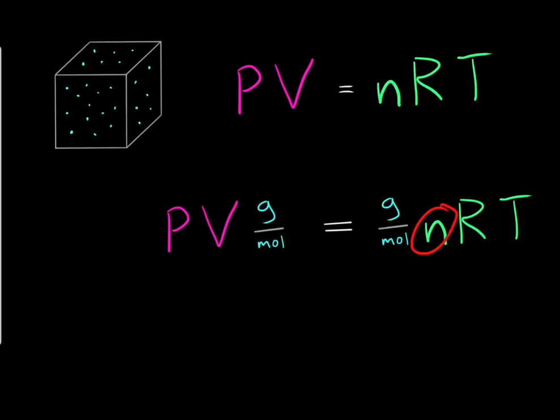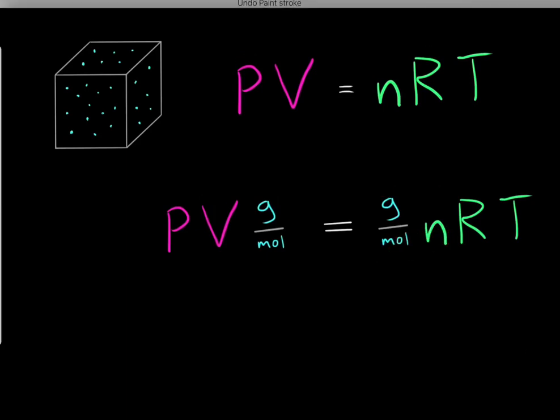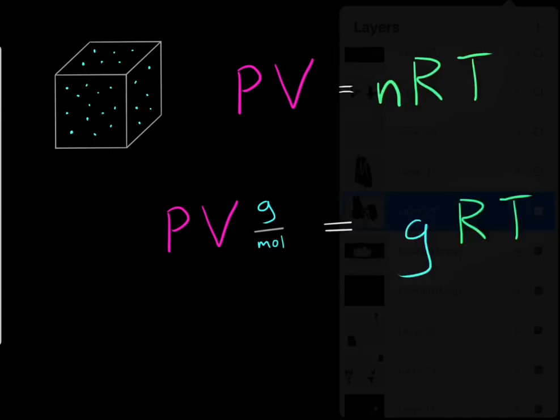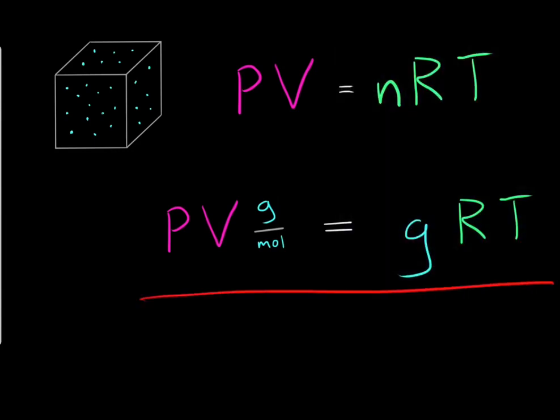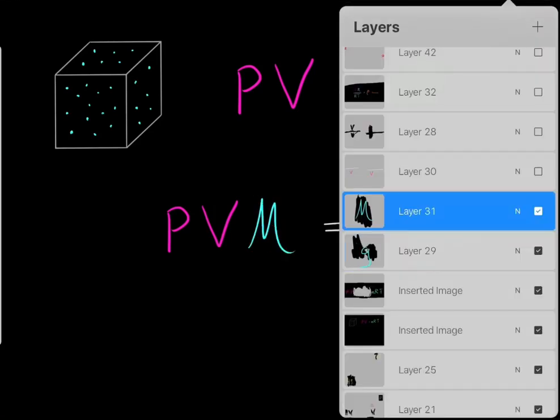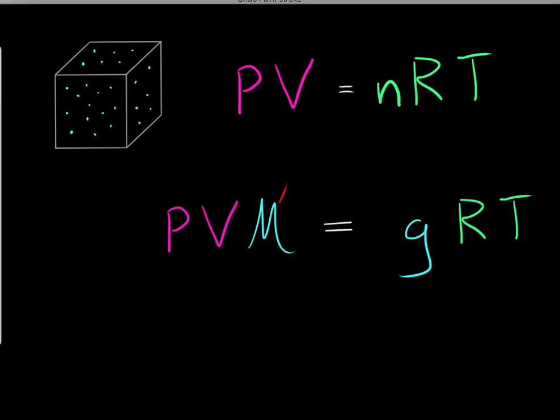And realize this n just represents the number of moles in the system. So therefore, these moles can cancel. If these moles cancel, we're left with grams on this side, so we're left with this equation. And rather than writing grams per mole, let's just represent this with an M for molar mass. Again, this represents the molar mass of the gas in the system.